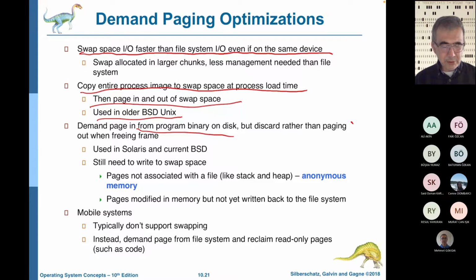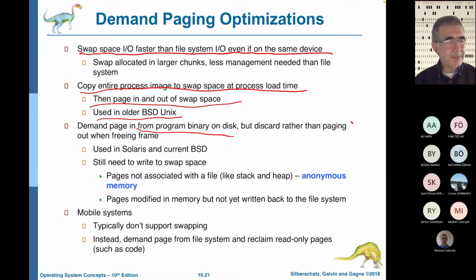Some mobile systems don't support swapping. They have segmentation implemented and with demand, and when there is a process asking for space, that space is given to the process that is in need. The rest is then deleted.